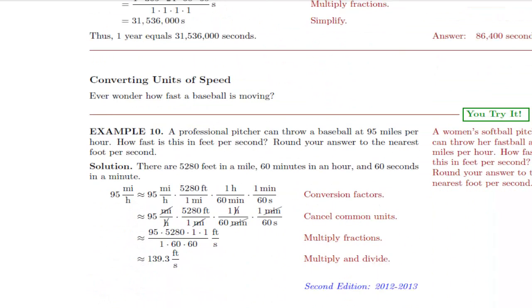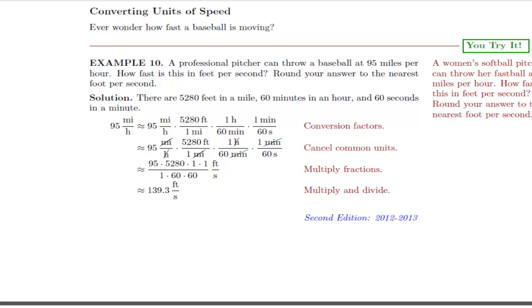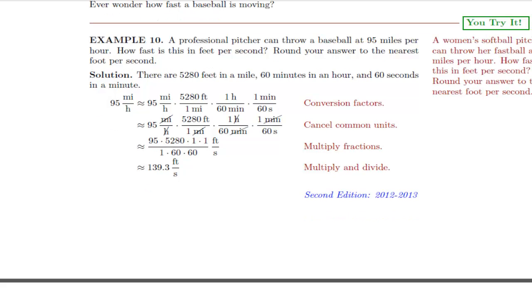Converting units of speed. Ever wonder how fast a baseball is moving? Example 10. A professional pitcher can throw a baseball at 95 miles per hour. How fast is this in feet per second? Round your answer to the nearest foot per second. Solution. There are 5,280 feet in a mile, 60 minutes in an hour, and 60 seconds in a minute. So 95 miles per hour approximately equals 95 miles per hour times 5,280 feet over 1 mile times 1 hour over 60 minutes times 1 minute over 60 seconds.